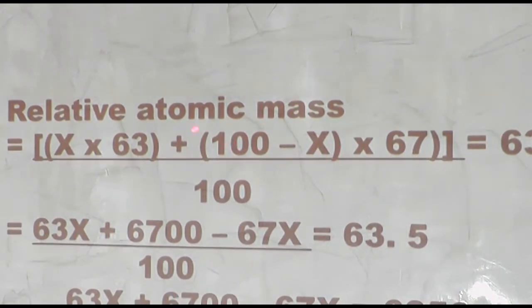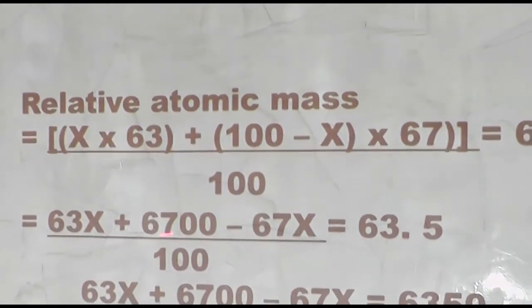To clear off this bracket as well, we have a value outside the bracket which is 67. You use the value outside the bracket to multiply each of the terms inside the bracket. That is 67 multiplied by 100 to give us 6,700. You bring the negative sign downward. 67 multiplied by x gives us 67x, all over 100, is equal to 63.5.